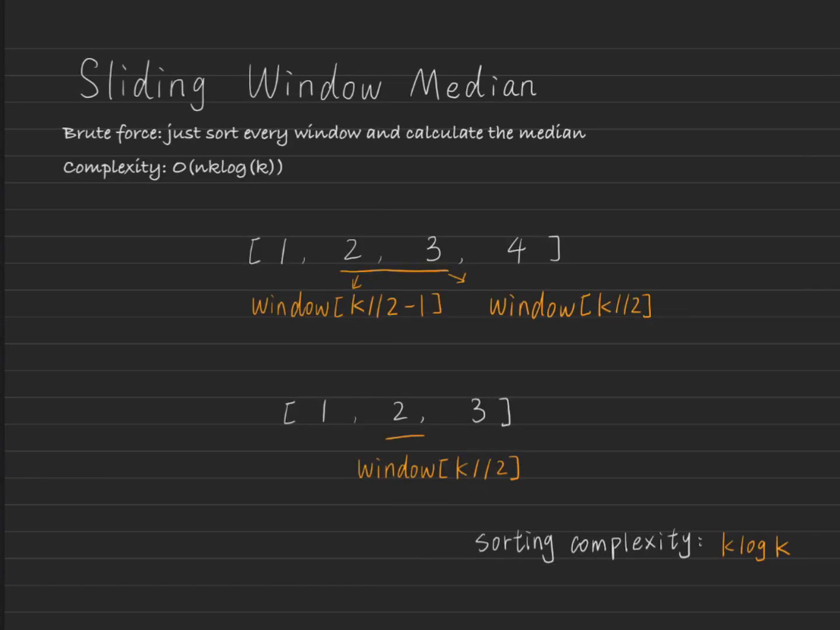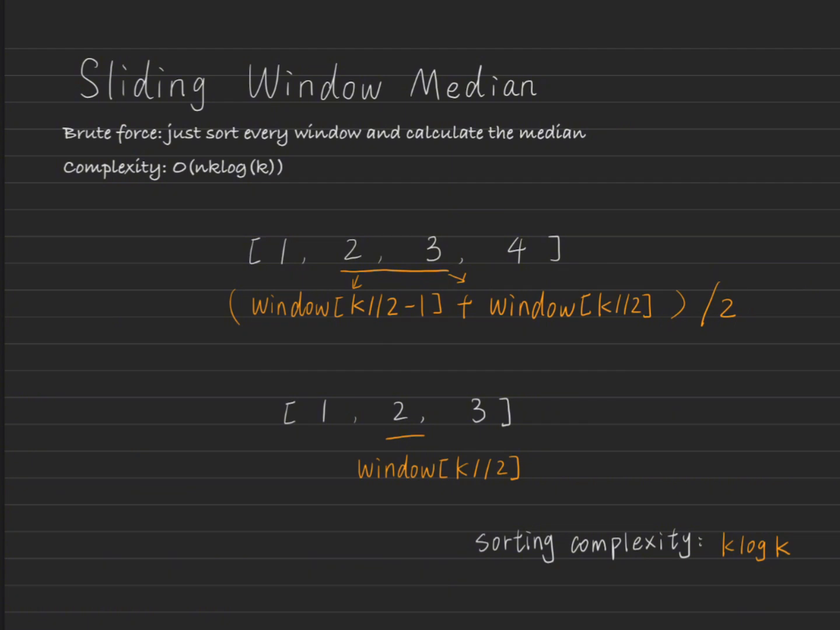First, let's think of the brute force approach. We can just sort every window and calculate the median respectively. Note that when k is an even number, the median is the average of the two middle elements. In other words, window at index k divided by 2 minus 1 and window at index k divided by 2, add them up and divide the total by 2. If k is an odd number, then the median is just the middle element.